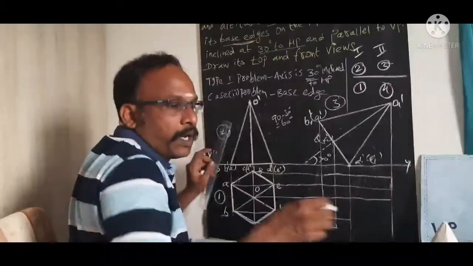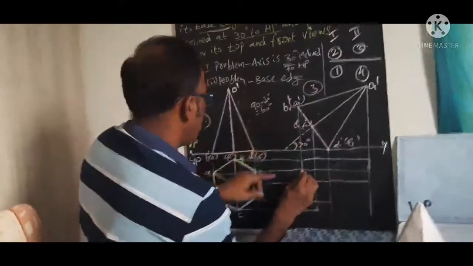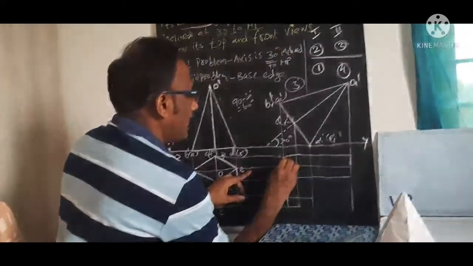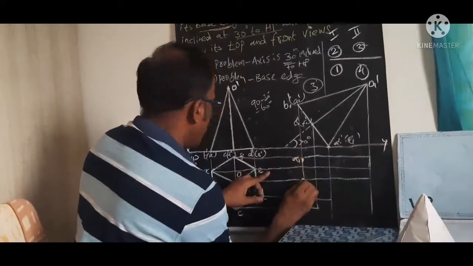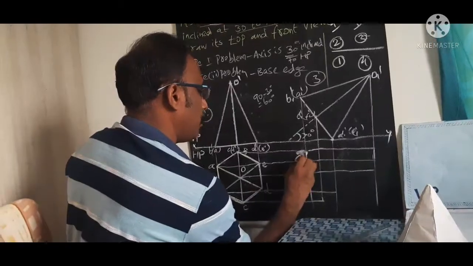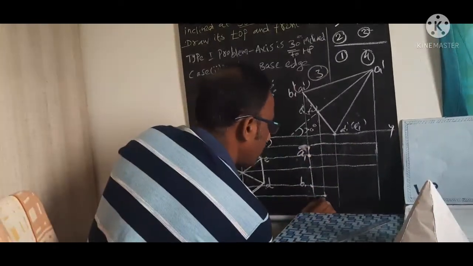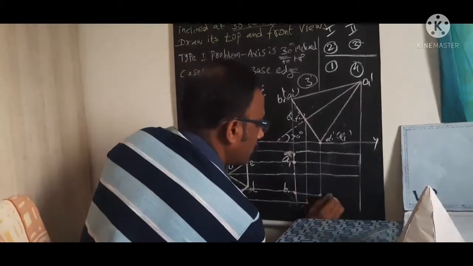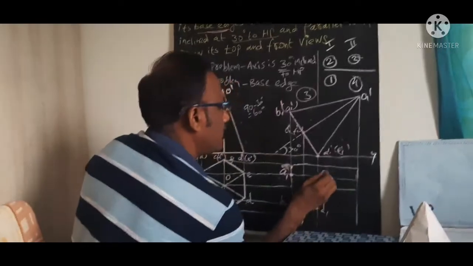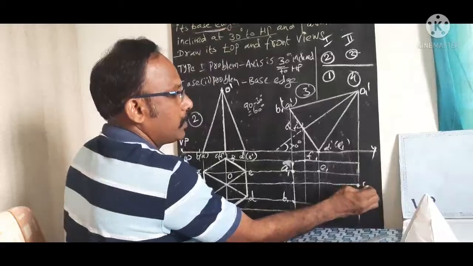Now I am going to mark the points. So first point, right? So this is the point. I will mark it as A1. This is the point I marked as A1. This is the point I marked as B1. This is the point C1, and this is point D1. This is E1 and F1, and the end point I will call as O1.